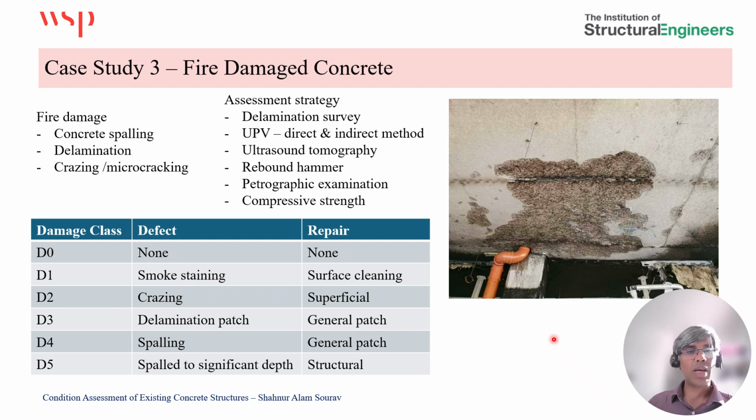At the end, we came up with a damage classification where the concrete was classed from D0 to D5. D0 indicates there was no damage. We don't see this in the picture here. And D5 is where there is extensive spalling with significant depth. Based on the damage classification, we then had to come up with a repair strategy. In the case of damage class D5, it was decided to go with a structural repair to expose the reinforcement and to replace the concrete beyond the depth of the reinforcement.